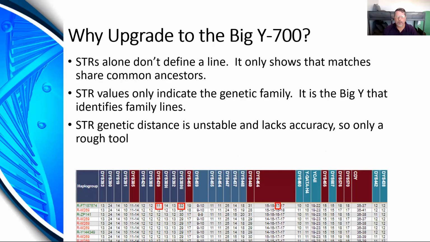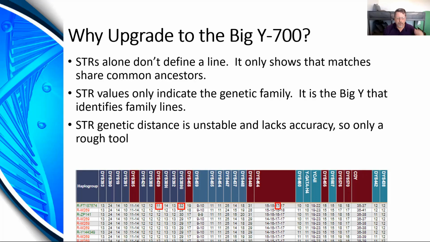So why upgrade to the Big Y-700? Those of you that have the Y-37 or the Y-67, you're like, oh man, I have to spend another $200. So STR mutations alone don't define a line. It only shows that matches share common ancestors, like I demonstrated. STR values only indicate the genetic family. It's the Big Y that identifies family lines, like I've shown. And the STR genetic distance is unstable and lacks accuracy, so it's only a rough tool.